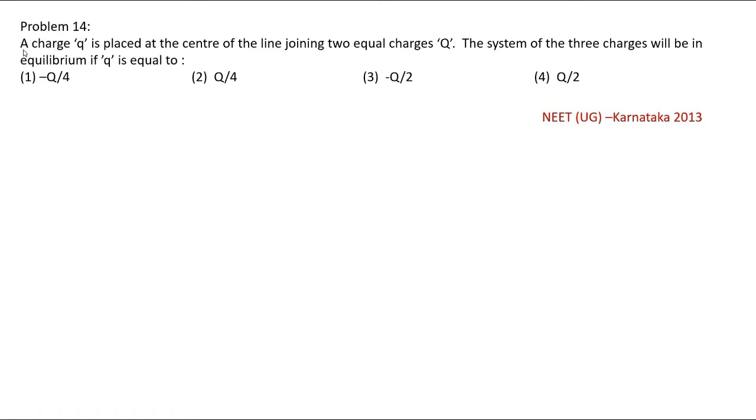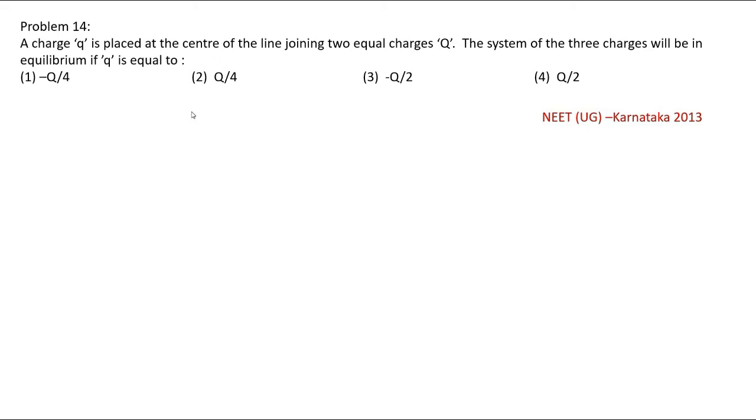Problem 14. A charge small q is placed at the center of the line joining two equal charges capital Q. The system of the three charges will be in equilibrium if q is equal to: option 1, minus Q by 4; option 2, Q by 4; option 3, minus Q by 2; option 4, Q by 2. NEET UG Karnataka 2013.